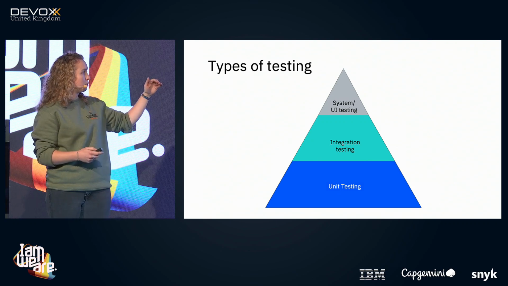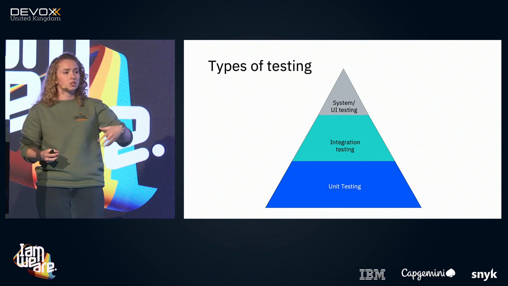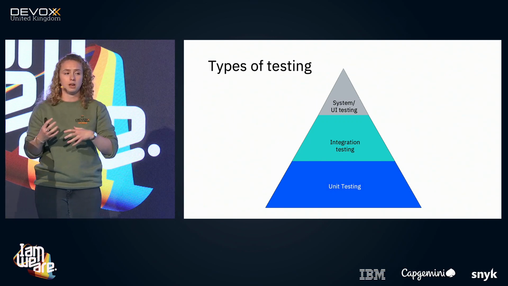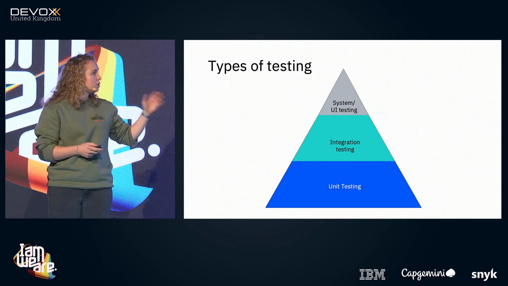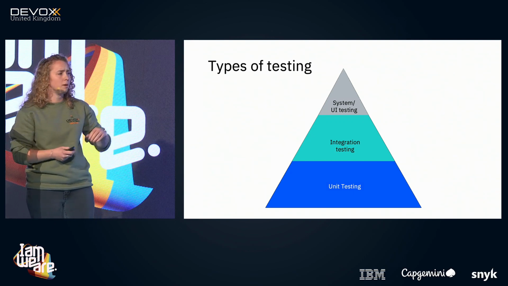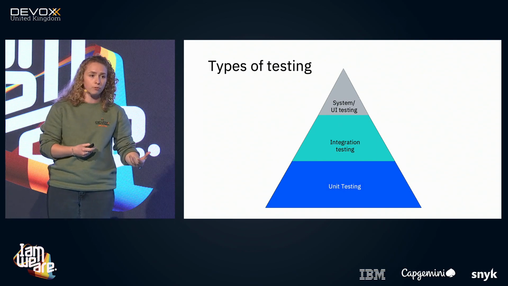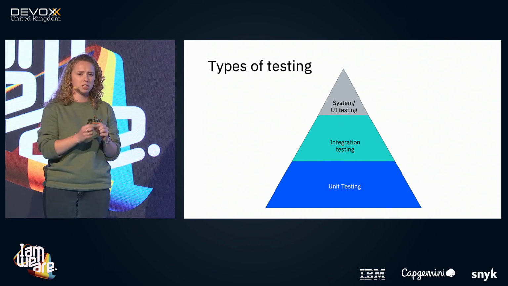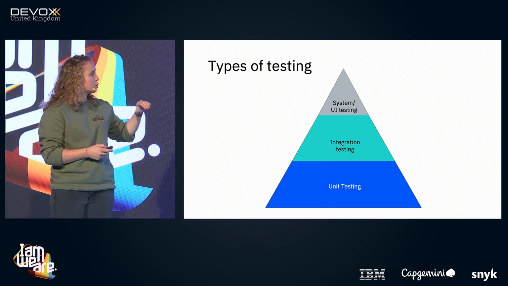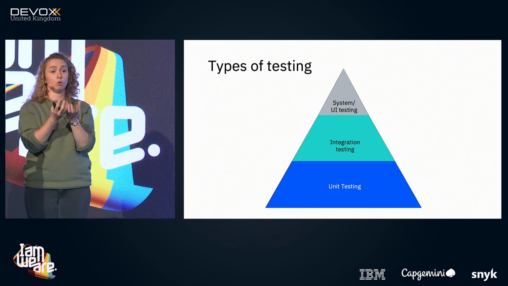Then we work our way up the pyramid, and we get to integration testing. So that's when we're trying to test multiple units working together in collaboration. And integration testing takes a bit more resource, a bit more time, a bit more effort. And so generally, we tend to have less of them. Again, also because we're not testing individual units, we're testing them as a group, so we don't need that many of them. So they come next up the pyramid in a slightly smaller box.